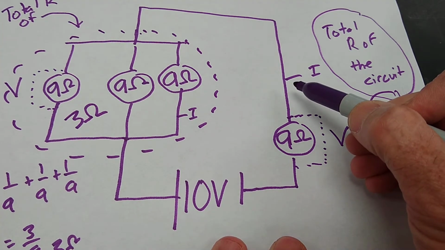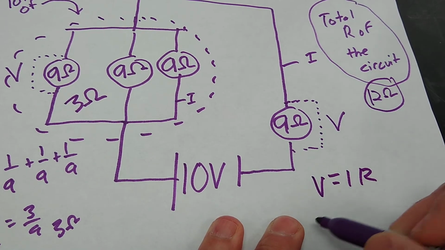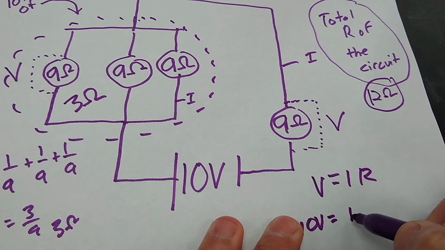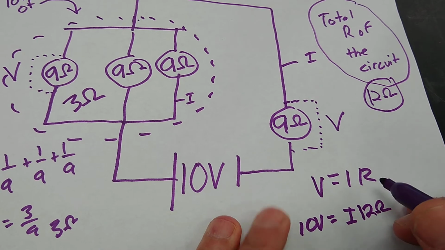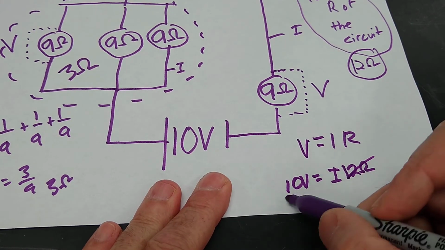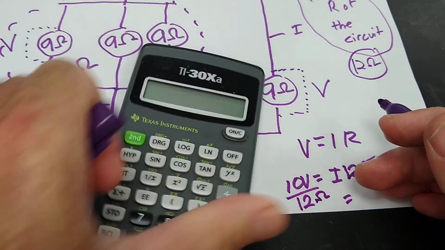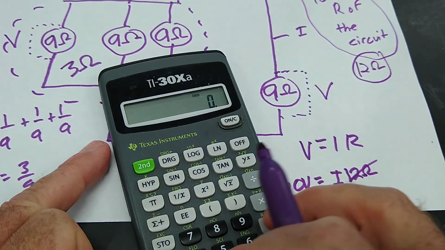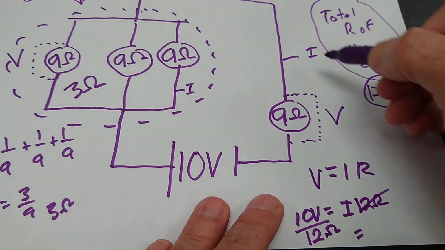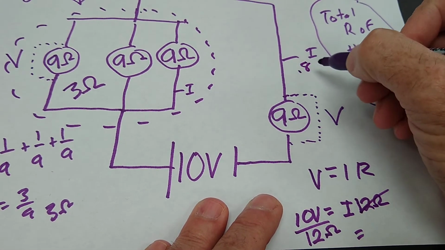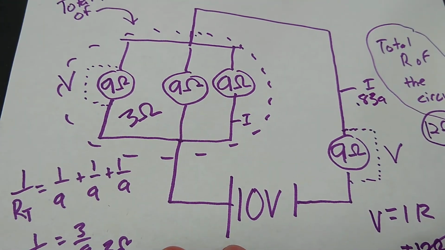Now we can calculate the current right here just by using V equals IR. 10 volts is equal to I times the total resistance of 12 ohms. So to solve for I, 10 volts divided by 12 ohms. We'll do that on the calculator. 10 divided by 12 equals 0.83. So 0.83 amps. All right?